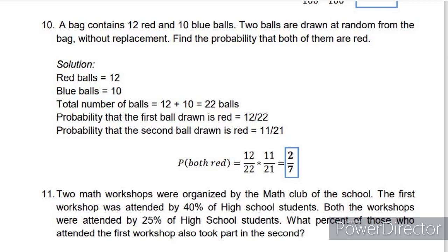So they are joint probabilities again, so we can get them one at a time. The probability of both red is equal to 12 over 22 multiplied by 11 over 21. So the result is 2 over 7.